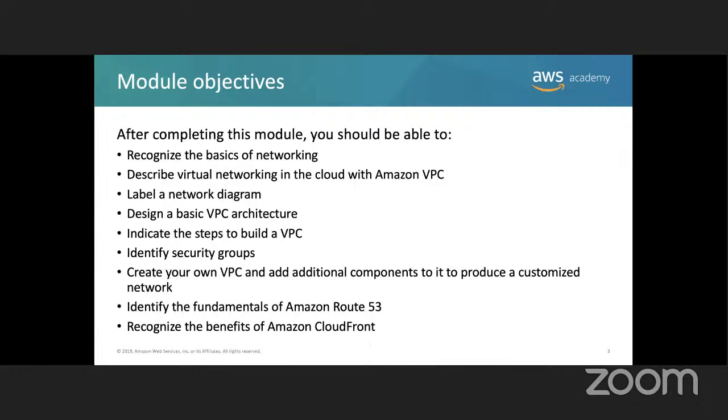So after completing this module, you should be able to recognize the basics of networking, describe virtual networking in the cloud with Amazon VPC, label a network diagram, design a basic VPC architecture, indicate the steps to build a VPC, identify security groups, create your own VPC and add additional components to it to produce a customized network, identify the fundamentals of Amazon Route 53, and recognize the benefits of Amazon CloudFront.